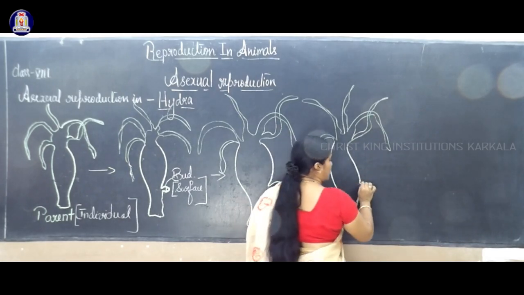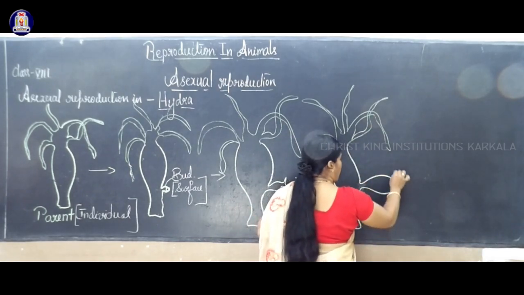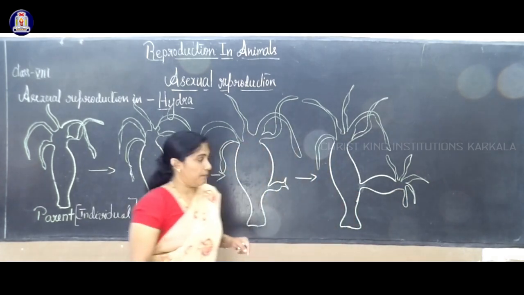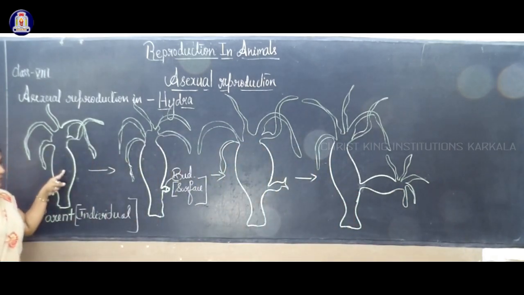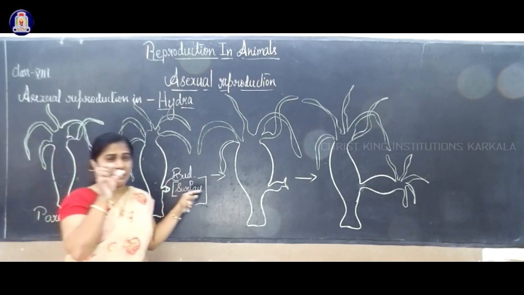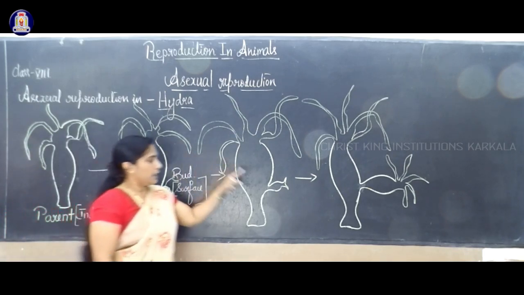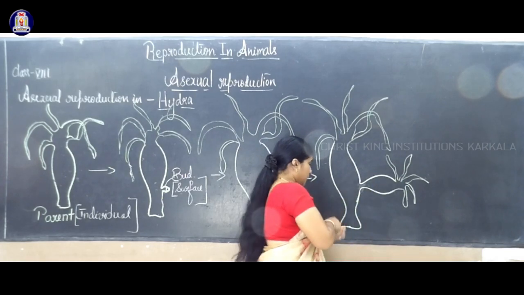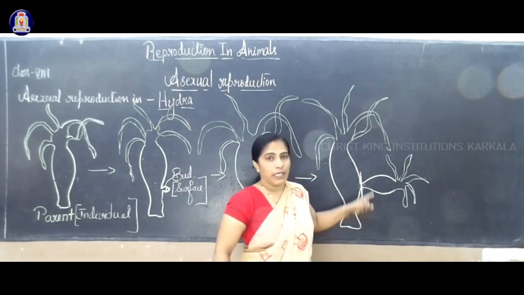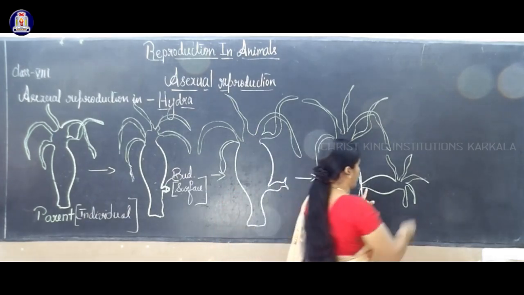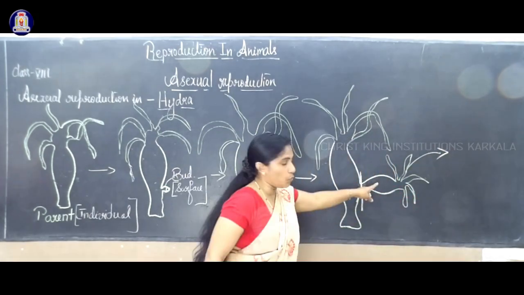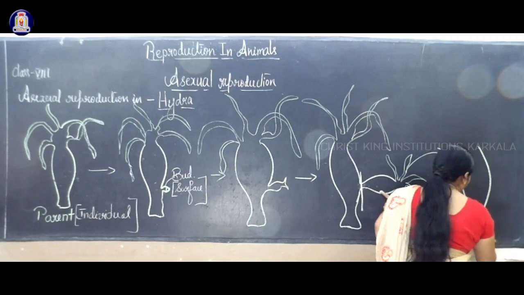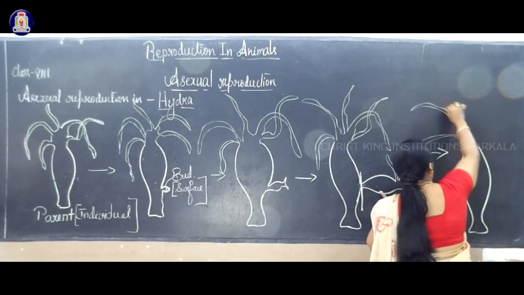After maturation, it looks like the mother body itself, with all the formation of tentacles, etc. So, in a single individual, a bulged portion appears on the surface of the mother's body, then it grows in size. After it totally matures, it will detach, it will be removed from the mother's body, and this new young organism will grow like the mother's body only, a totally matured organism, that is called the hydra.